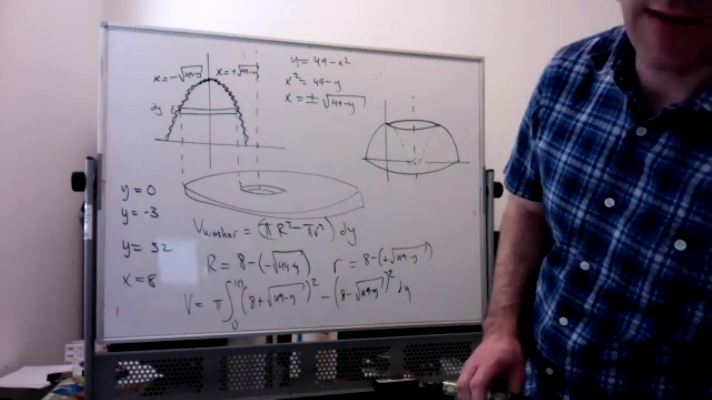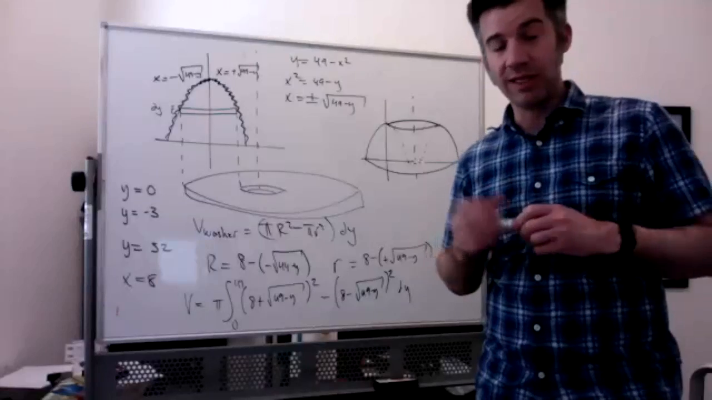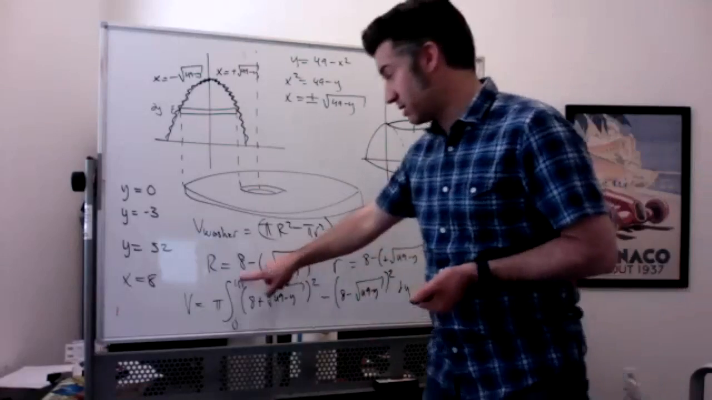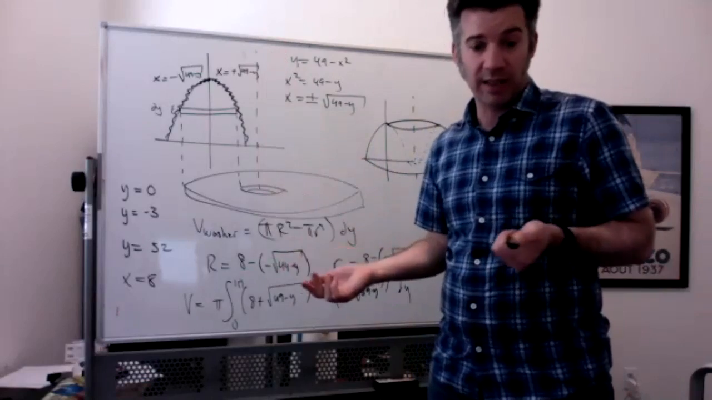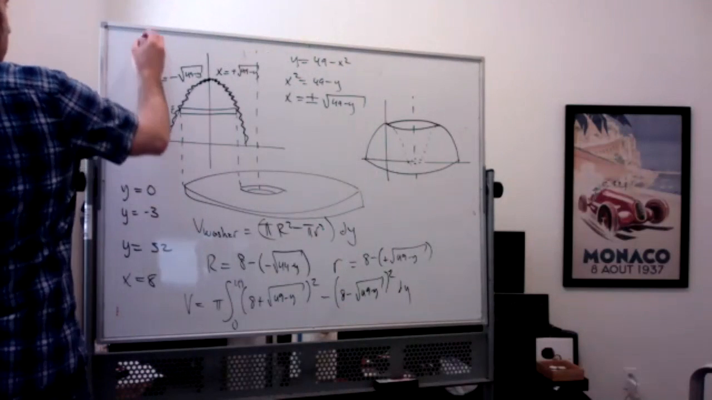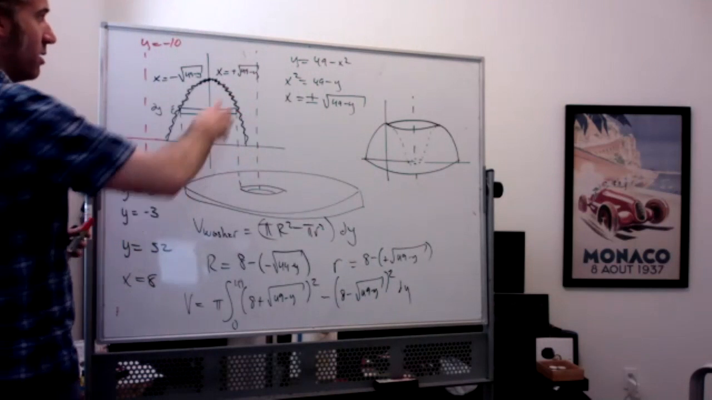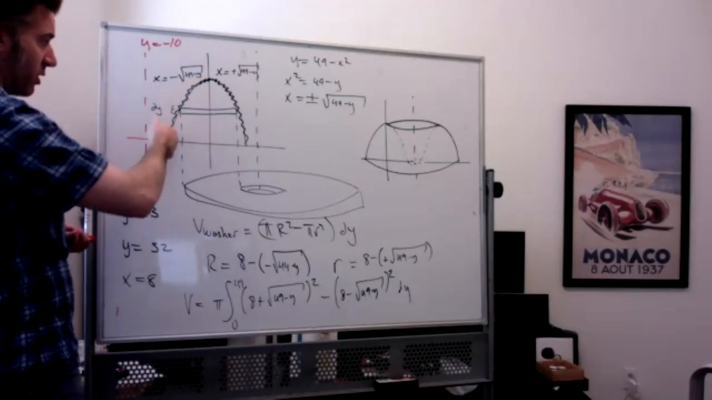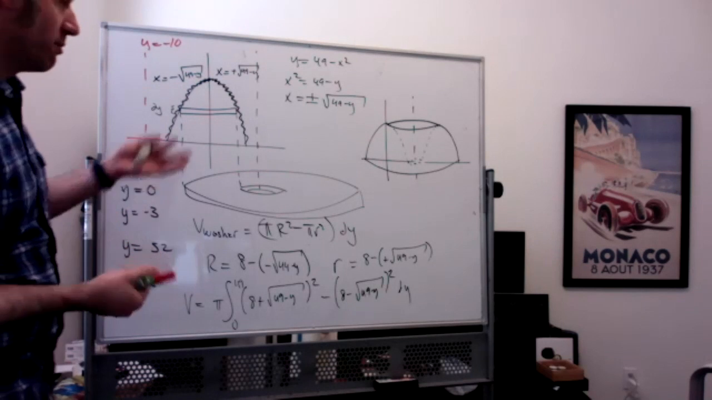When you're revolving around an axis of rotation other than the y-axis or the x-axis, your radius is always going to be the difference between your function and your axis of rotation. Sometimes it's the axis minus the function, if your axis is the bigger thing. Sometimes it's your function minus the axis. I'm not going to do it, but if we were revolving around the line y equal to negative 10, then the bigger radius would be this function minus negative 10, and the smaller radius would be this function that's closer minus negative 10. Always the difference between things, and it's always the bigger one minus the smaller one.